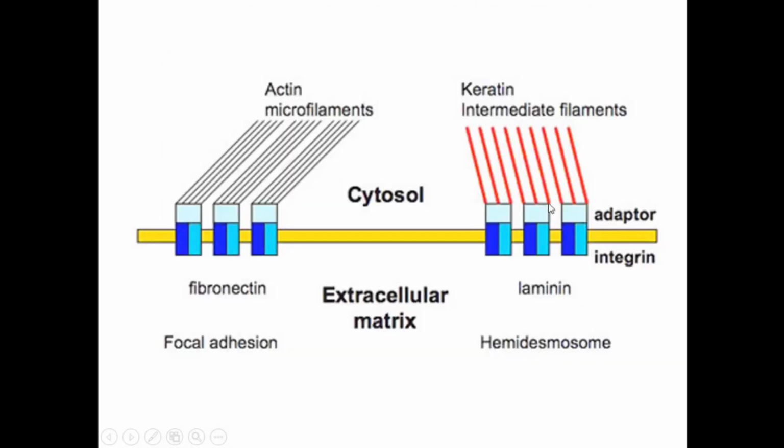Like the hemidesmosome, we have another junction called the focal adhesion. It's a temporary junction. The cell uses this junction just for migration, just for movement. When an epithelial cell wants to move, especially in epithelial repair, the cell creates this junction, and after the cell finishes movement or migration, this kind of junction disappears.